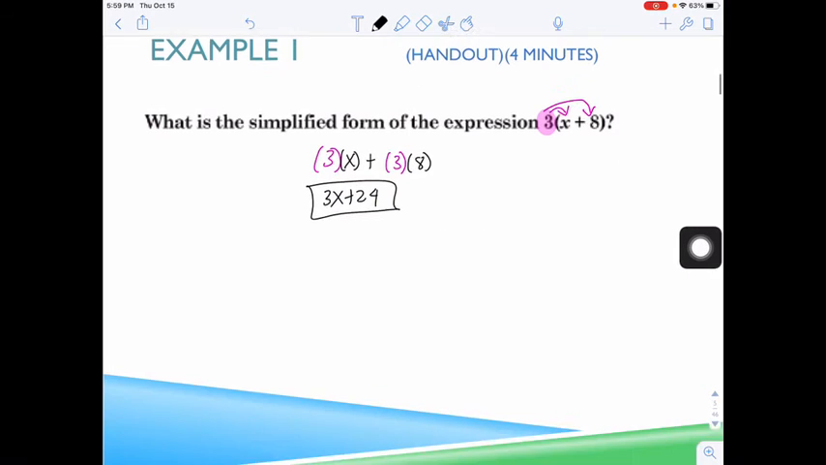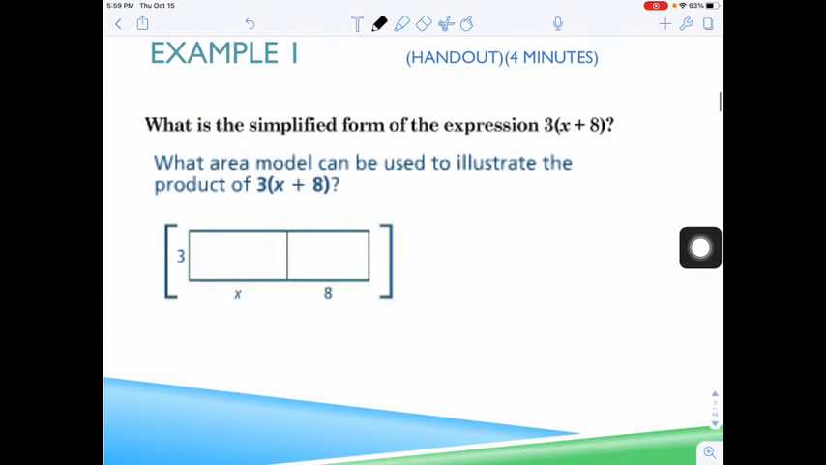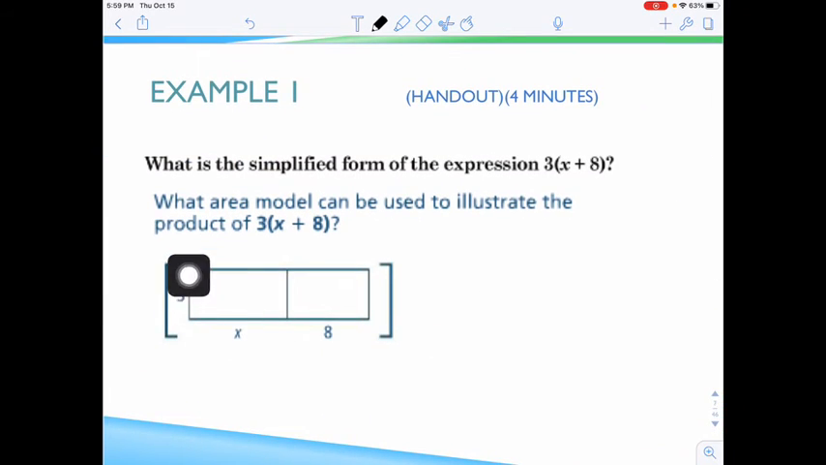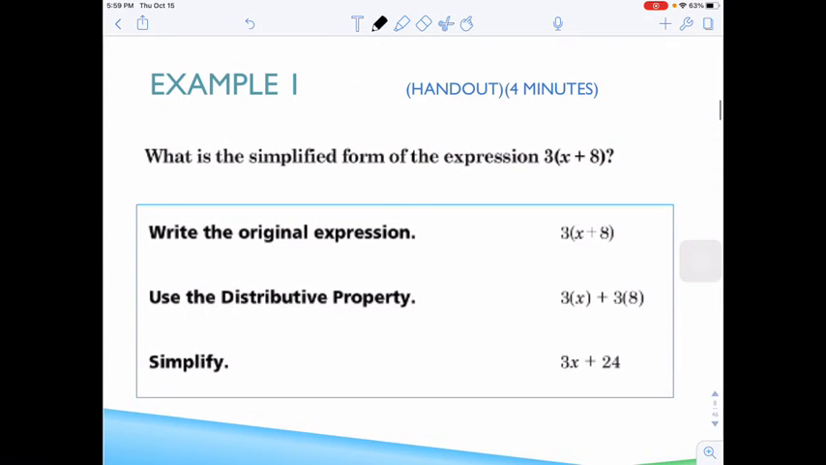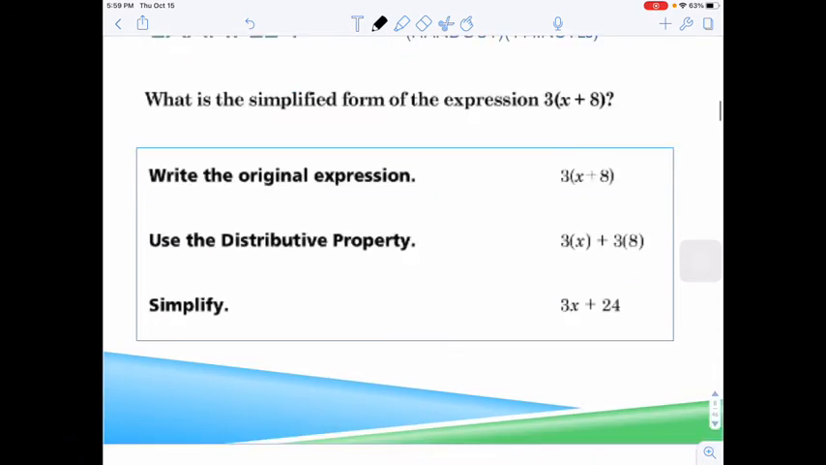The book does this using an area model. So you can draw a rectangle with a length of 3 and another side of x plus 8. We can separate that into two rectangles. 3 times x would be 3x, and 3 times 8 would be 24. This work is written out on the next slide, and 3x plus 24 is our final answer.